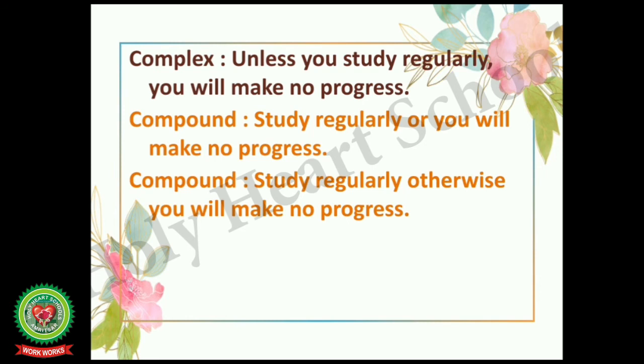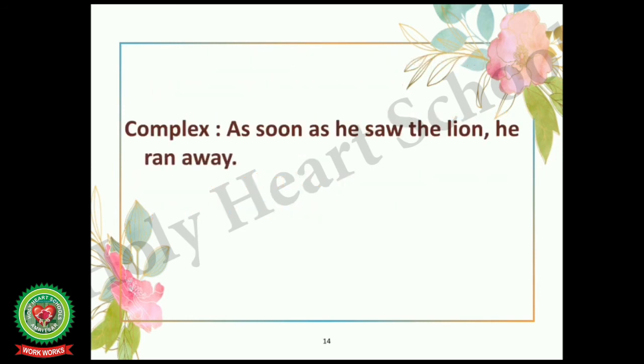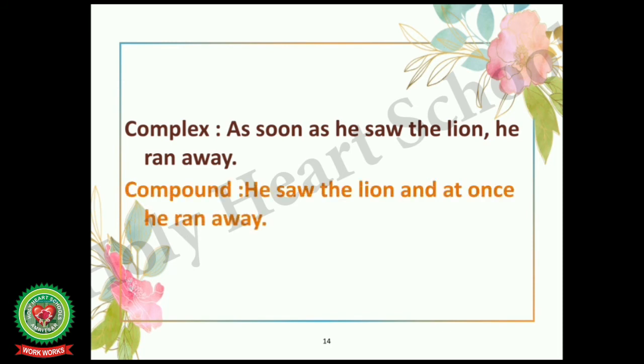Now students, coming up to the next example, as soon as he saw the lion, he ran away. Students, the words as soon as tell us about the action being done at once. So we can use the coordinating conjunction and, and in place of as soon as we can write immediately or at once. So our answer will be, he saw the lion and at once he ran away.